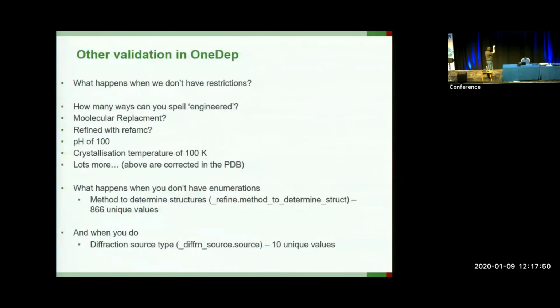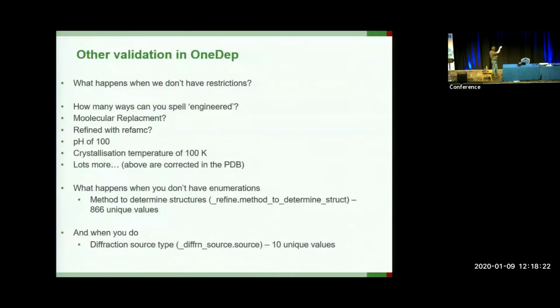I do like ones that we fixed of molecular replacement, which is a very good technique to use. Refined with Refmac, which is probably better at removing hair than refining your structure. pHs of 100 we did have. Believe it or not, we didn't have boundary conditions for pH until relatively recently, although that's quite known and that's wrong. Crystallization temperature of 100 Kelvin, and we've had people stand up on this stage and tell us that we've got these things wrong and they need to fix them. So when we don't have enumerations, we get things wrong as well.